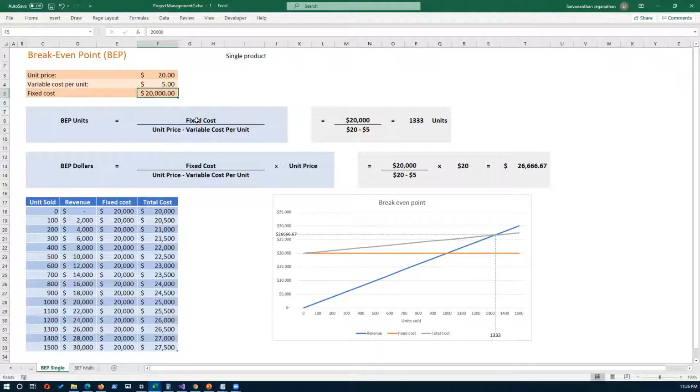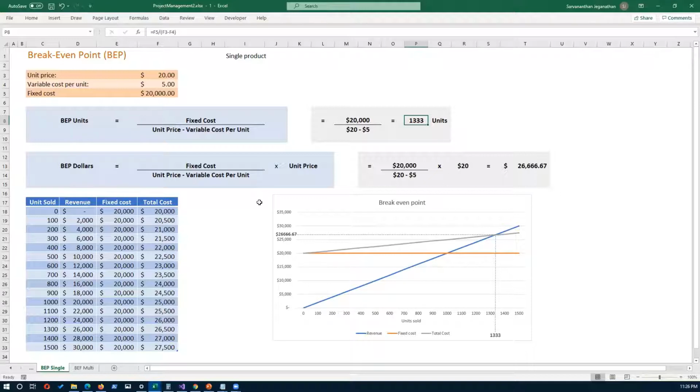We take the fixed cost and divide it by the contribution margin, which is unit price minus variable cost per unit. In this case, we have 20,000 as a fixed cost. We take the contribution margin, which is $15, and that will give us 1,333 units to break even.